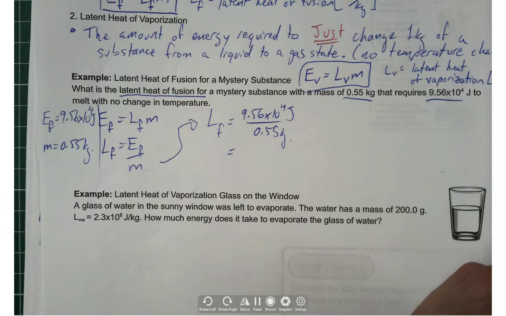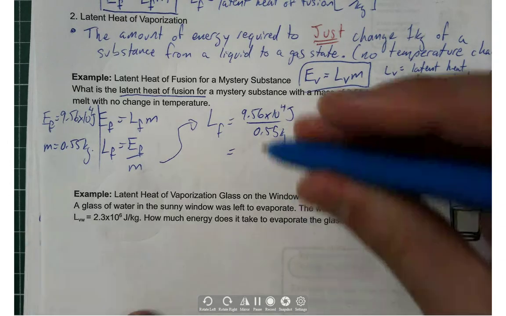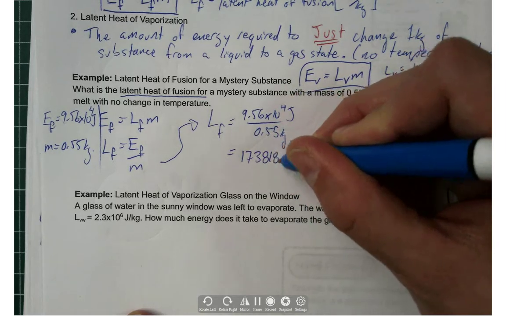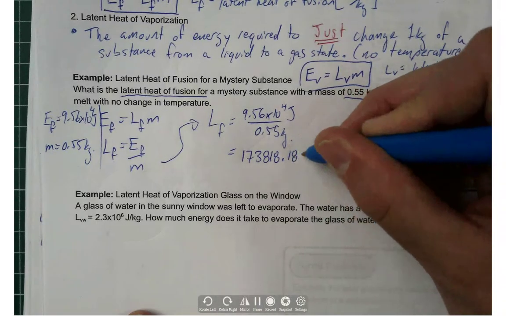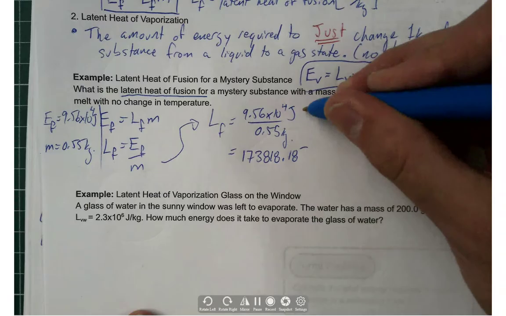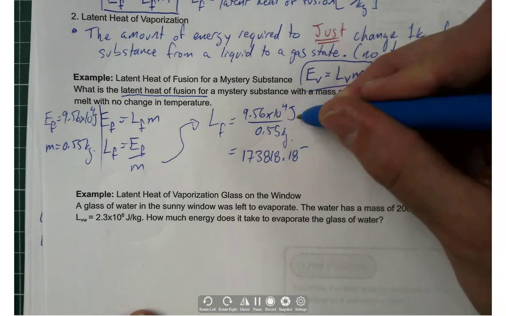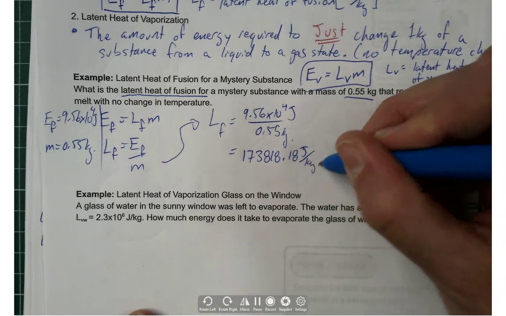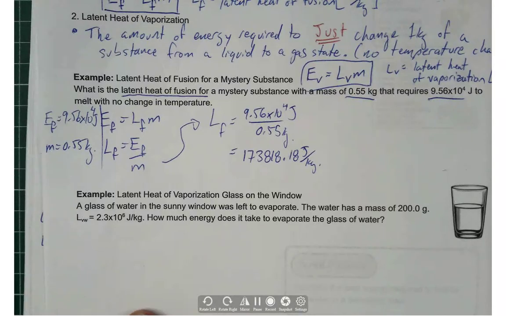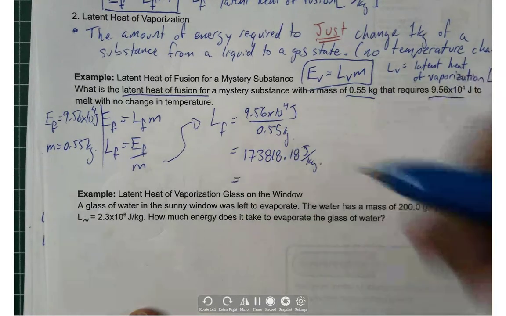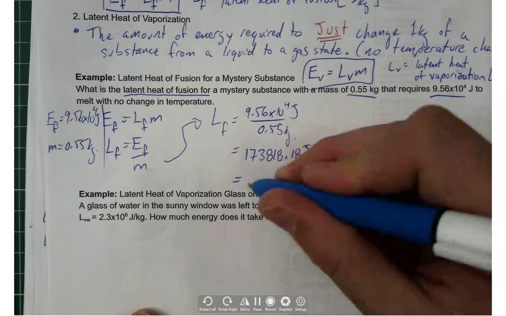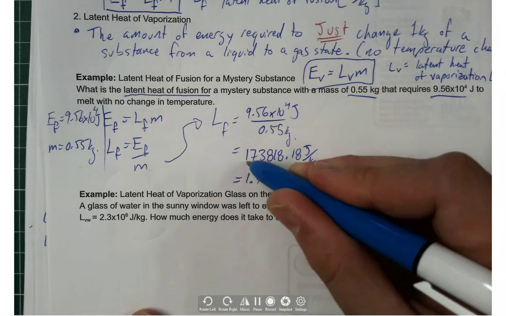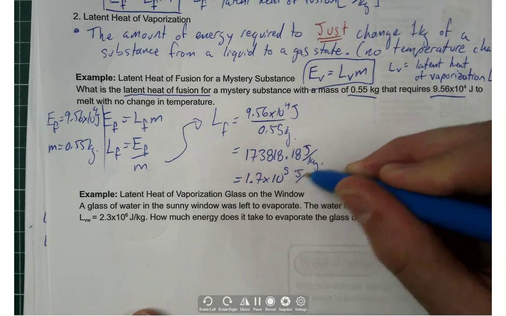I get like 173,000-ish. Does that sound right to people? Yeah? 173,818.18 to be exact. Oh shoot, my units are messed up and nobody even called me on it. The units for this should have been joules. Oh no, that's right, joules per kilogram is the units that I was going for for LF. My units are good. And then to 2 significant figures, it is 1.7 times 10 to the power of 5 joules per kilogram.